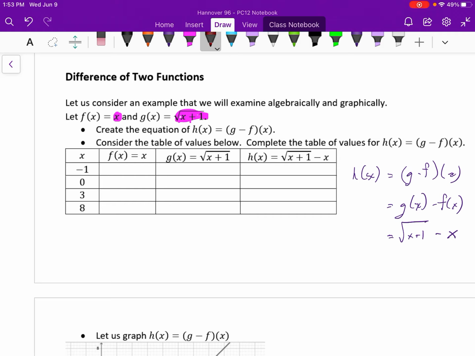So when x is equal, I've constructed this table hopefully well. Let's see how well. F of x is equal to negative 1. G of x, f of negative 1 is negative 1. F of 0 is 0. F of 3 is 3. F of 8 is 8, because x defines y.